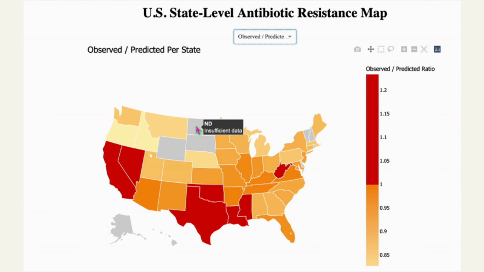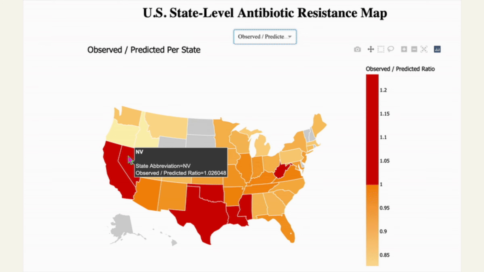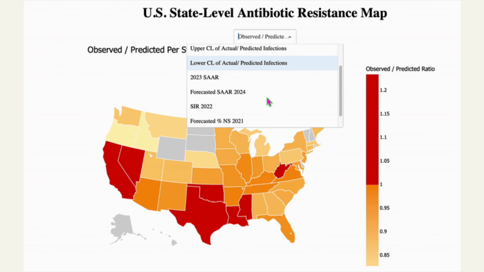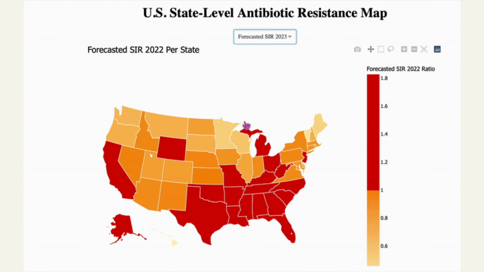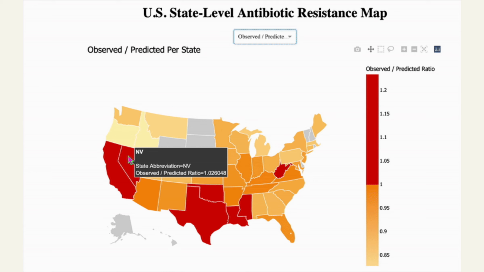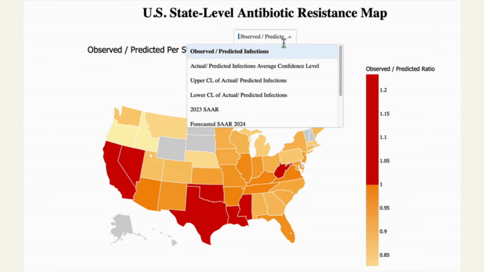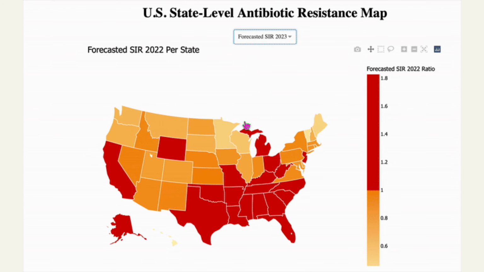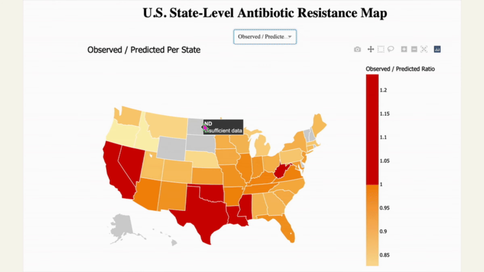Now, what you're seeing here is an interactive map visualizing key indicators of antibiotic resistance and infection rates across the US. So this includes metrics like the SIR values and predicted non-susceptibility rates. By toggling through the dropdown, we can explore how states compare in terms of antibiotic stewardship and infection risk. This dashboard not only highlights trends, but also helps prioritize regions needing targeted intervention or further investigation.